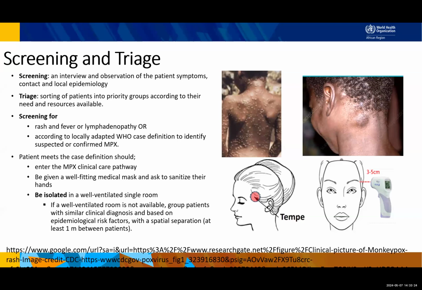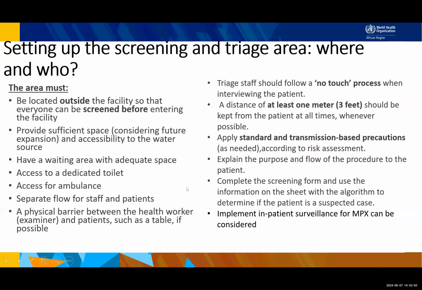And as they enter, give them a medical mask, let them sanitize their hands and observe hand hygiene. And then you would want to isolate them in a well-ventilated room. And if this is not available, then you need to group patients with similar clinical diagnosis and based on the epidemiological risk factors, observing a 1 meter distance. So you can see the rash. I think this one has been covered very well with the case management team.